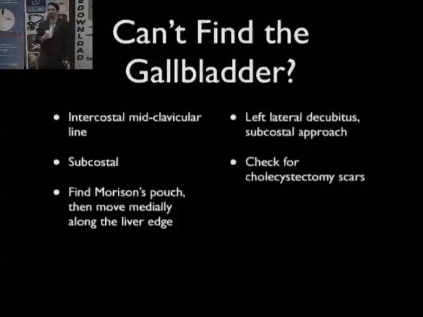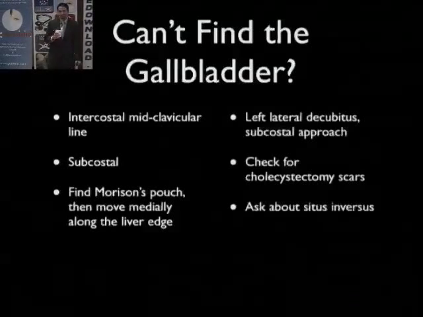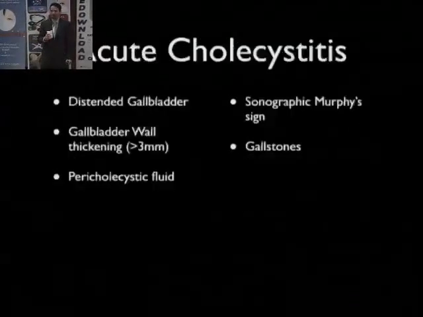At this point, I start looking for cholecystectomy scars or considering situs inversus, and then I'll give up and just request the formal study. Let's talk about some acute cholecystitis signs.